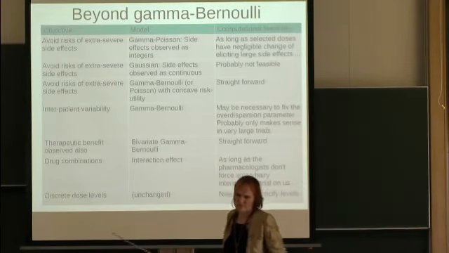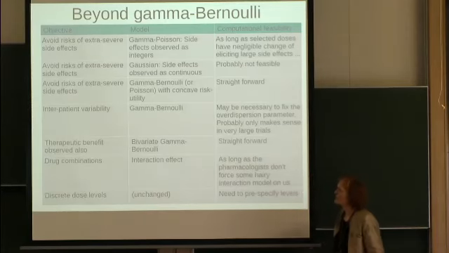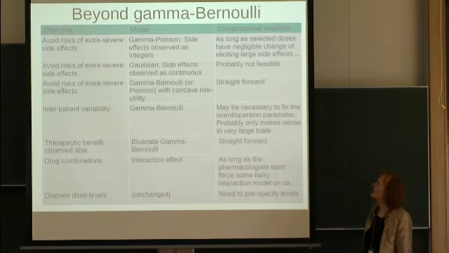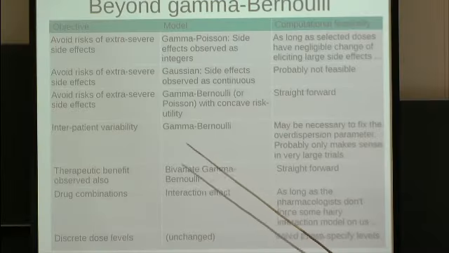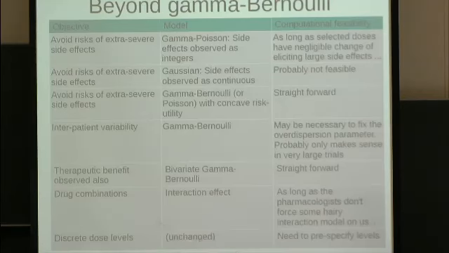Okay, this very simple model I've used here was just this gamma Bernoulli model, and there are a lot of different things that you could consider. One thing that is especially important is that, compared to what CRM would do, for example, this algorithm gives very aggressive doses early in the trial.